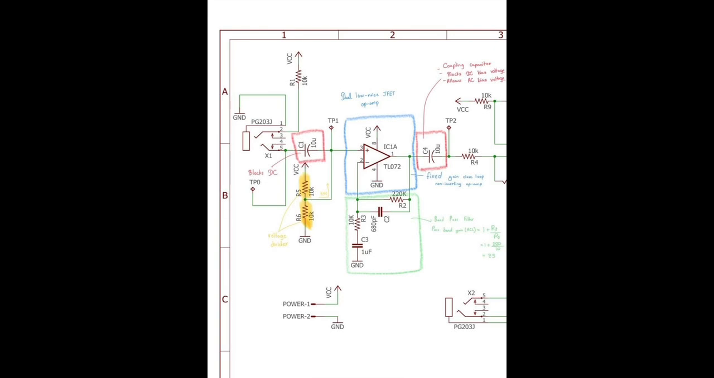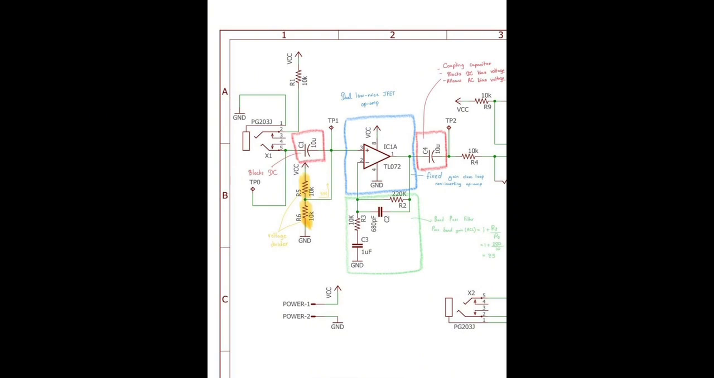Then there are two 10 kilo ohm resistors, R5 and R6, connected in series between the 9-volt supply and ground. Together they form a voltage divider producing a stable midpoint voltage of 4.5 volts, exactly half the supply voltage. This 4.5 volts is used to bias the non-inverting input of the op-amp in a single supply configuration.